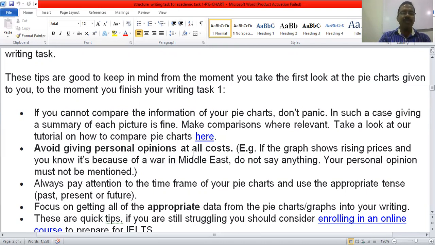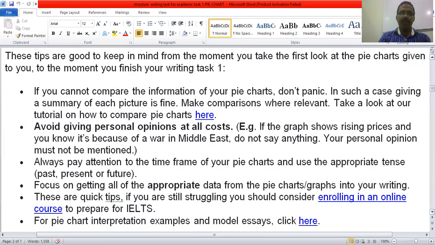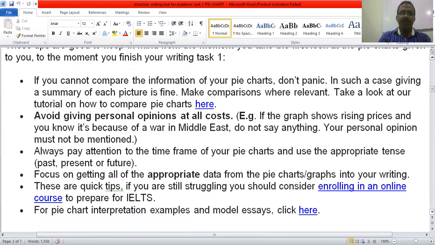Avoid giving personal opinion at all costs. You will never give personal opinion because it is not required in your Task 1. In Task 2, you give personal opinion: there is a topic, you discuss it at length, and we shall discuss Task 2 at a later stage. Right now we are discussing Task 1 and the pie chart, and in the pie chart you will avoid giving personal opinion at all costs. If the graph shows rising prices and you know it's because of war in the Middle East, do not say anything. Your personal opinion must not be mentioned.